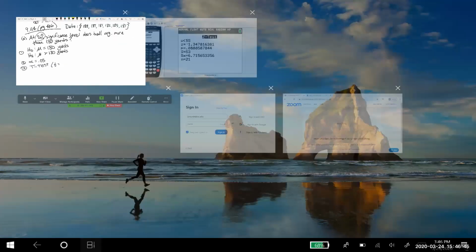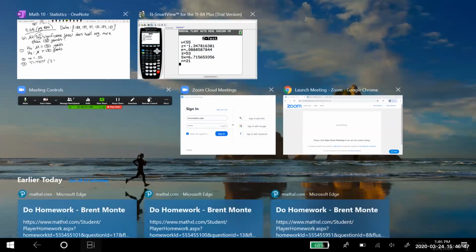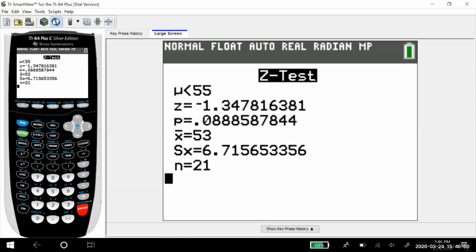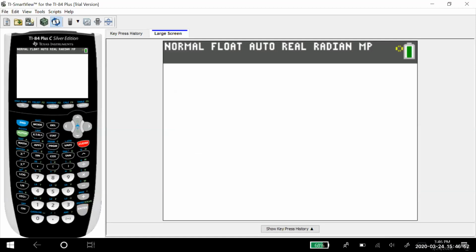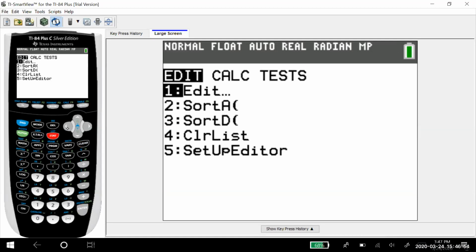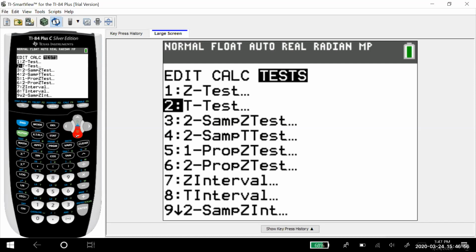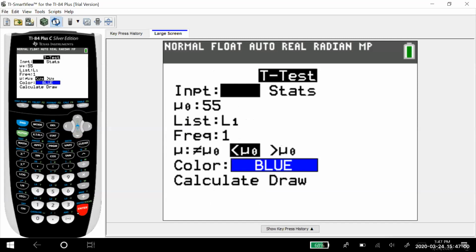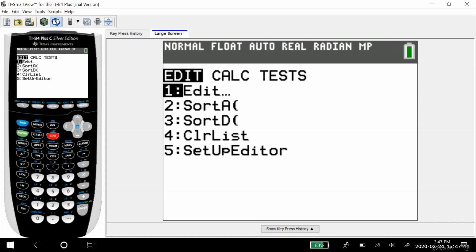All right, so we're going to flip this over and go back to the calculator. Let me clear that. Now this time I'm going to go Stat, Test, but it's the second one down, T-Test. So I'll select that. Notice on the top it says T-Test. I do have the data, but I can't run the test yet because I haven't put the data in. So let's go back to Stat, Edit.